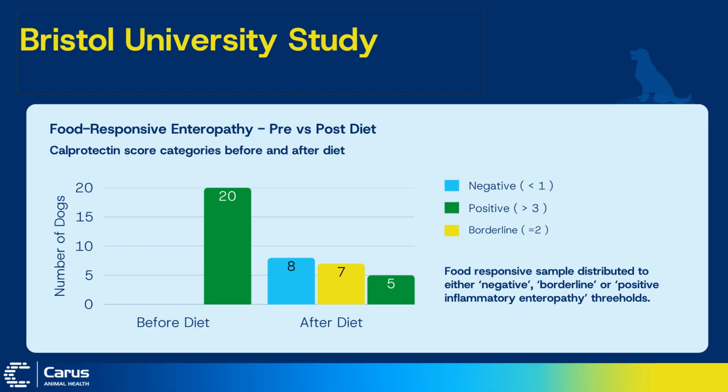So now we knew where the cutoff was, we could put this into practice with other conditions. The next condition was food responsive enteropathy. So 20 dogs with a diagnosed food sensitivity were tested before and after going on a modified diet. As you can see, much as we would expect, all 20 had a positive fecal calprotectin test prior to the diet trial, so were 3 or over on GIQuest. But only 5 were still positive afterwards, showing the use of calprotectin as a biomarker to monitor therapeutic response.